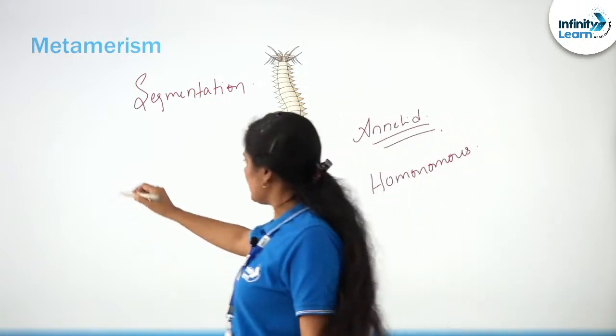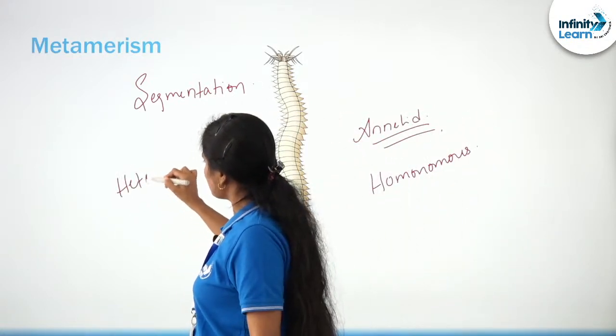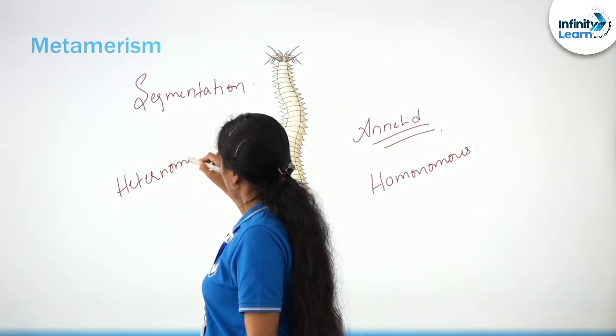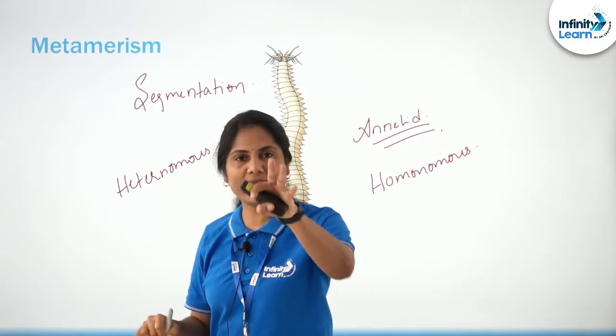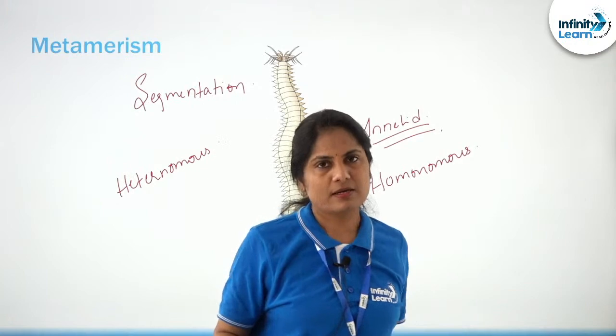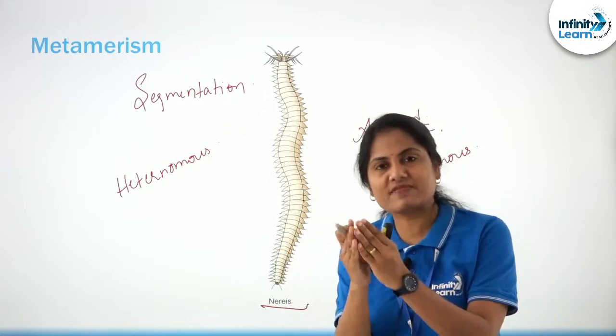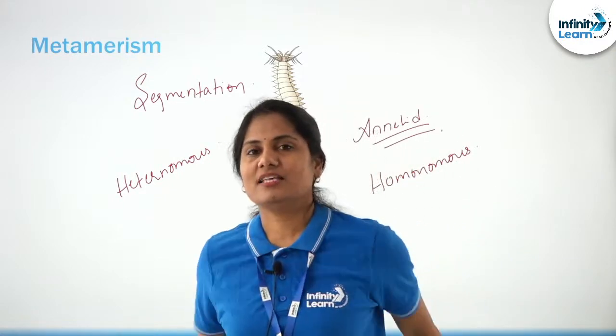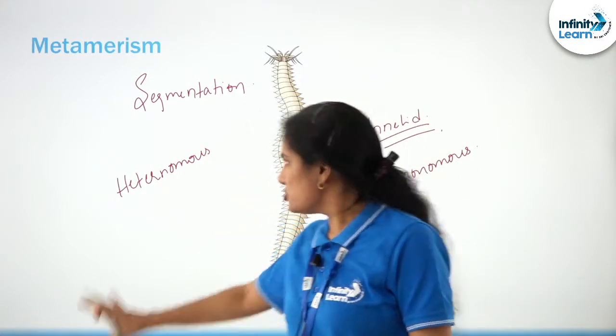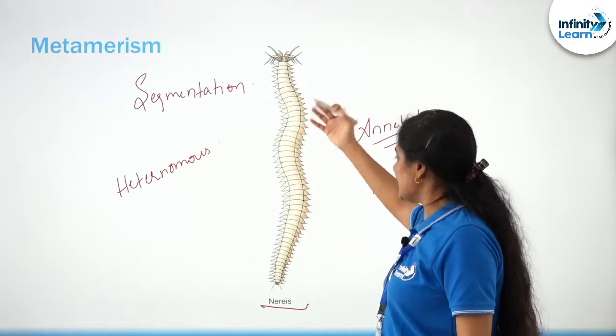Segments are not so similar, heteronomous. Say, for example, arthropods: it is divided into head, thorax, abdomen, right? Heteronomous metamerism, you can also call it tagmatization. Tagmata, groups of segments working towards a specific function. So the body is segmented both internally and externally.